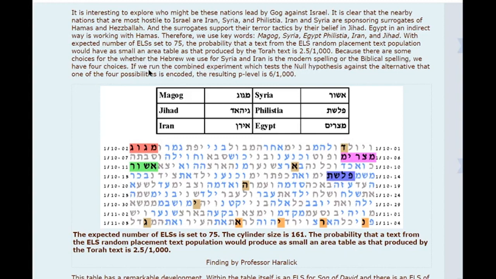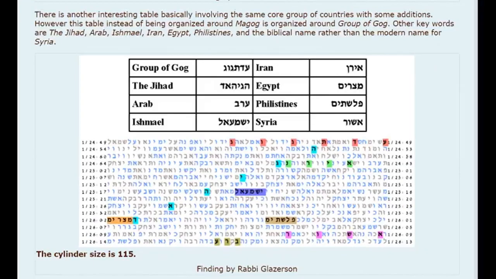We have 4 choices. If you run the combined experiment which tests the null hypothesis against the alternative, it's that one of the 4 possibilities encoded the result. The P level is 6 in 1,000. So this one, what you see here, you see Magog, Jihad, Iran, Syria, Philistia, Egypt, and it comes to 2.5 in 1,000. Also a table which was found by Professor Robert Haralick.